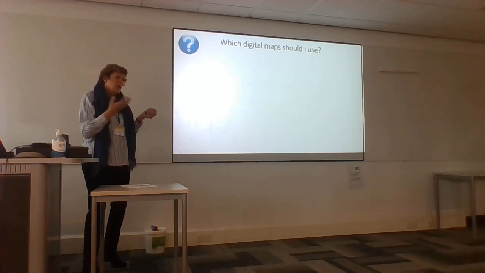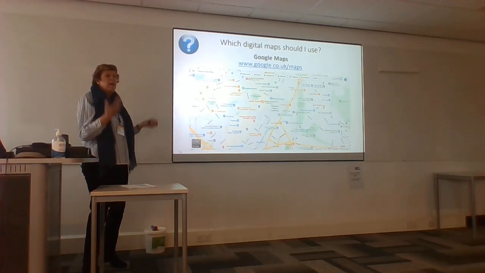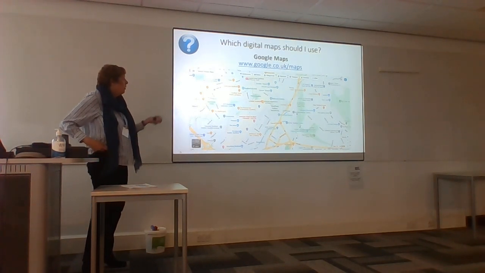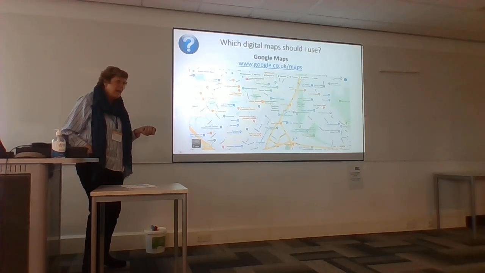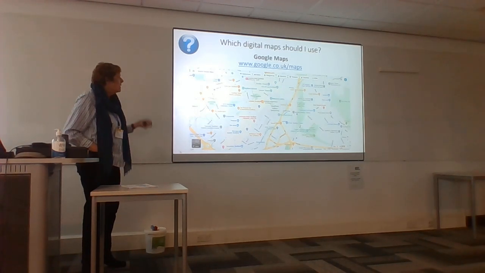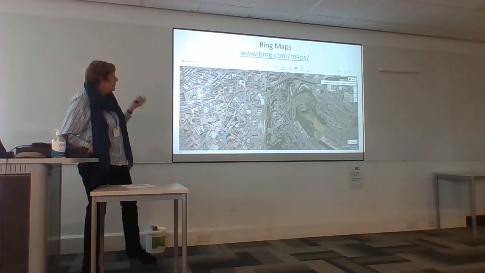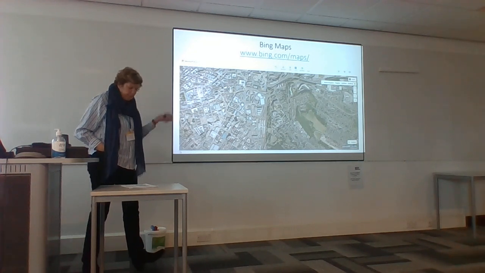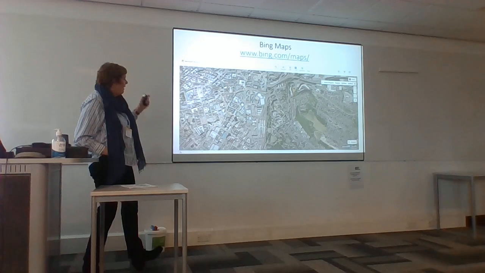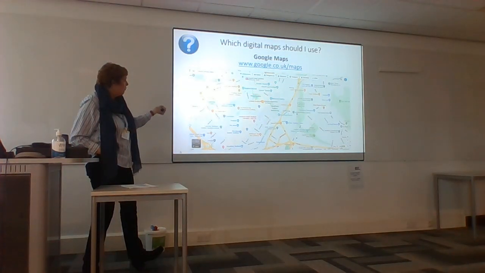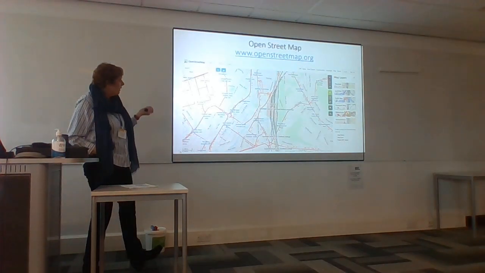So which software, which website should I use? I'm not going to tell you which one to use. There are a range that you can choose from. They all do the same sort of thing in a slightly different way. So Google Maps, Google obviously. Bing Maps is from Microsoft, it's the one I always tend to use. Obviously the previous one shows an ordinary street map, that shows more of an aerial view.